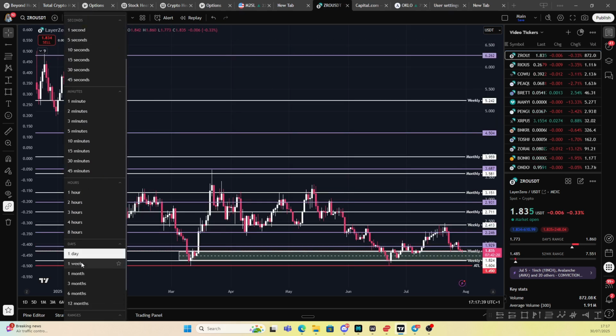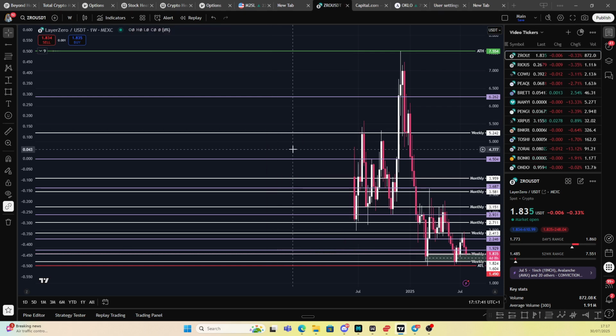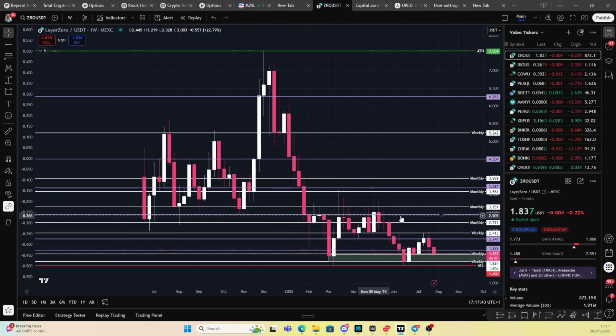If we look on the weekly on the high time frame, you can see it's below exchange listing price, but we're seeing quite a nice consolidation. You've got a little bit of cover from this all-time low down at $1.49. So yeah, plenty of risk reward in this play.